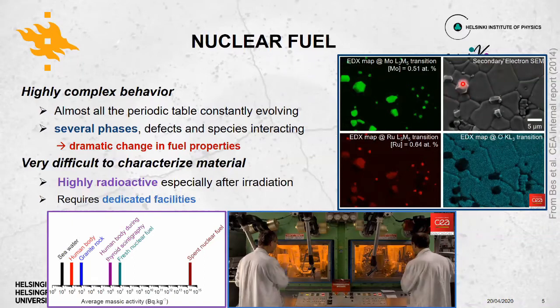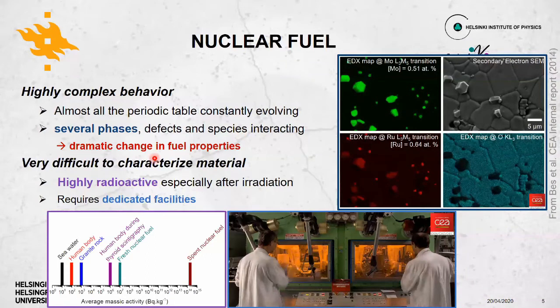And you have precipitates in it. And these precipitates contain molybdenum, ruthenium, but no oxygen, meaning that in this oxide matrix, you have purely metallic elements, for instance, containing molybdenum and ruthenium. So you have a lot of precipitates of different nature and crystallography as well.